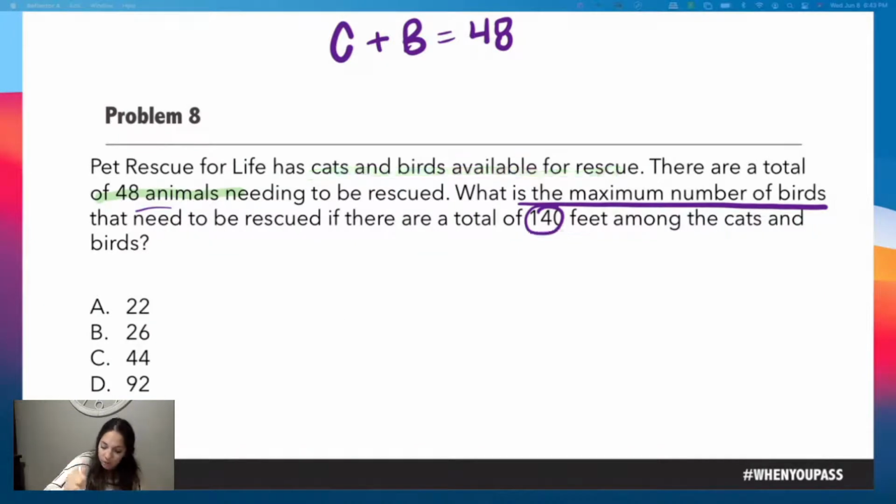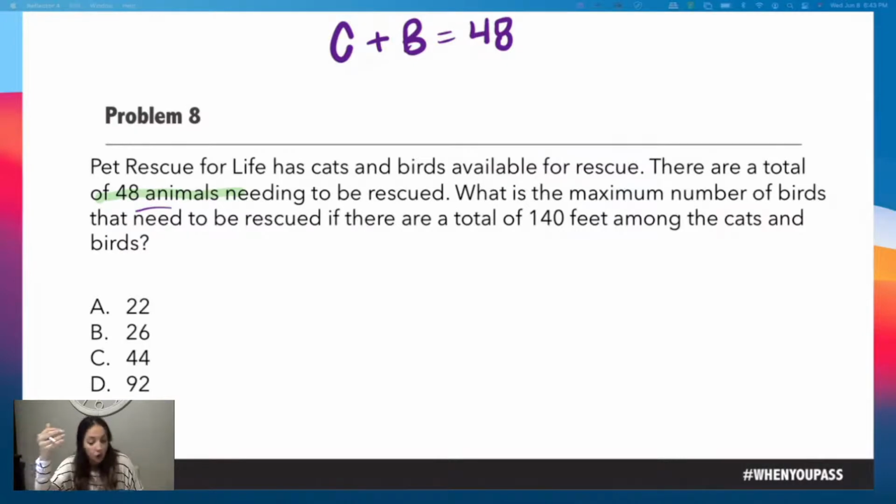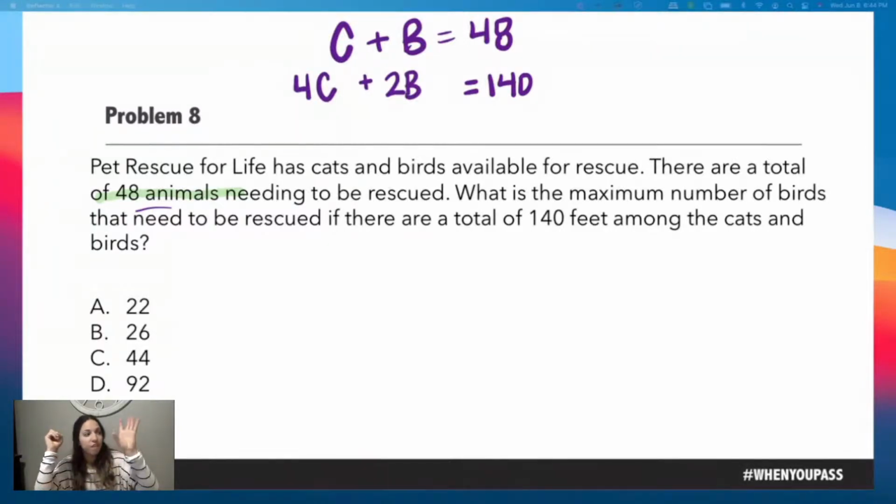All right, so system of equations. Cats plus birds equals 48. Now I can also come up with another equation that equals 140 feet. What equals 140 feet? Well, 4 times C plus 2 times B. 4 cat feet per cat times the number of cats we have, plus 2 bird feet per bird times the number of birds we have. Now I can use substitution or elimination to solve.